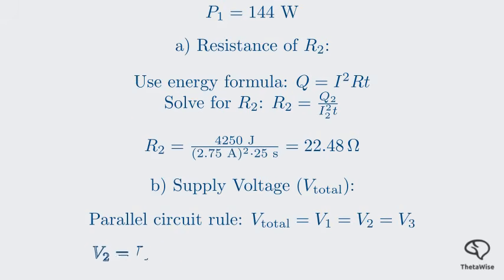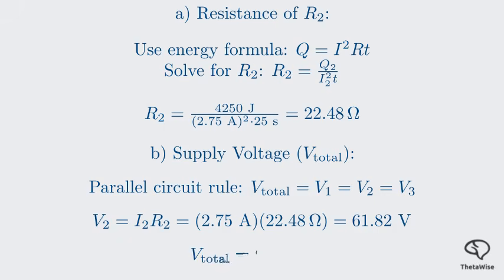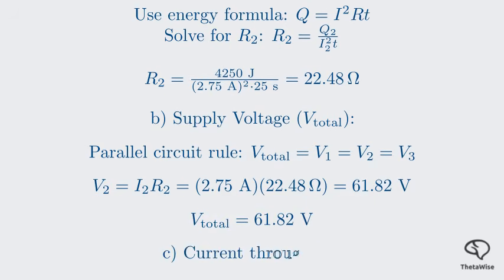In a parallel circuit, we know the total voltage is the same as the voltage across any branch. Since we just found R2 and we know I2, we can calculate V2 using Ohm's law. V2 equals I2 times R2, which is about 61.82 volts. This value is our supply voltage, V total. Now that we have the supply voltage, we can find the missing values for R1 and R3. Let's find the current I1.